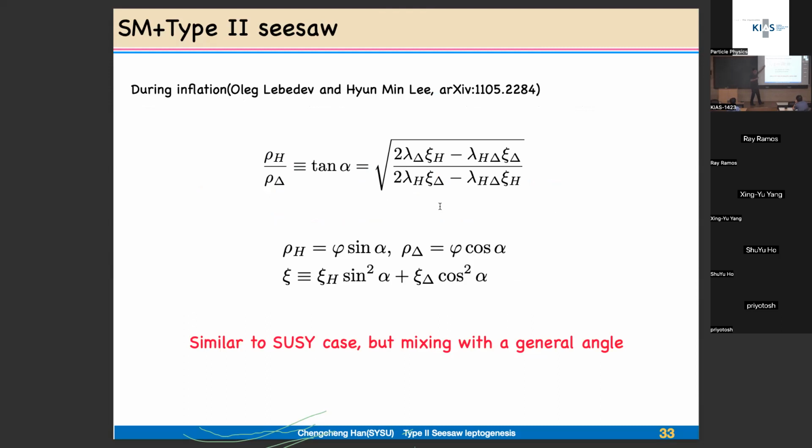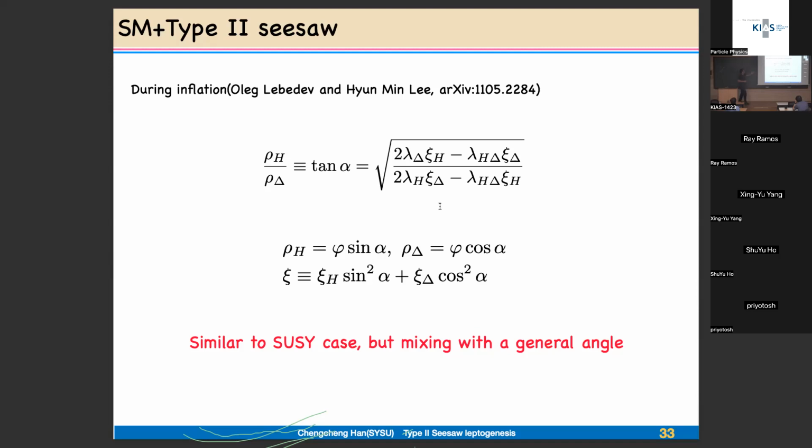Fortunately, I know Hyun Min Lee's paper, and a long time ago he studied, if we have two fields and both have non-minimal coupling, what is the dynamics of the inflation? In this paper he found that in this model it's not so difficult, and the inflation is also very simple because it will happen along a particular direction. It's not complicated. It just follows one direction, and there's an angle in this direction that depends on the lambda coupling and this non-minimal coupling. Then you can change this direction.